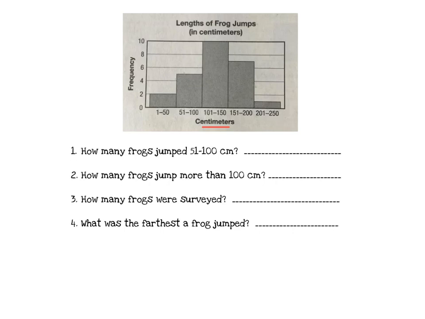Okay, so number 1, how many frogs jumped 51 to 100 centimeters? That would be the second bar here, which is between 4 and 6, so that would be 5 frogs. Okay, number 2, how many frogs jump more than 100 centimeters? So the second bar goes 51 to 100, so we aren't going to include that one, but we would include the third, the fourth, and the fifth bar. So we have 10 here, and there were 7 frogs here, and 1 frog here. So 10 plus 7 plus 1 would be 18 frogs.